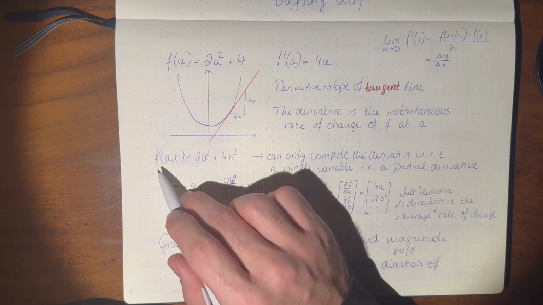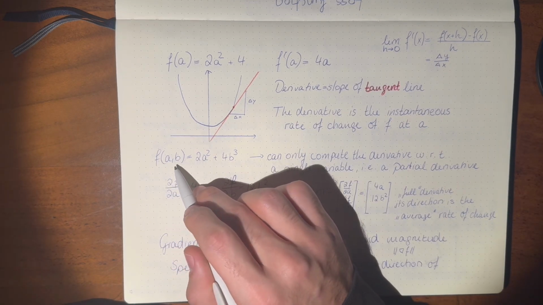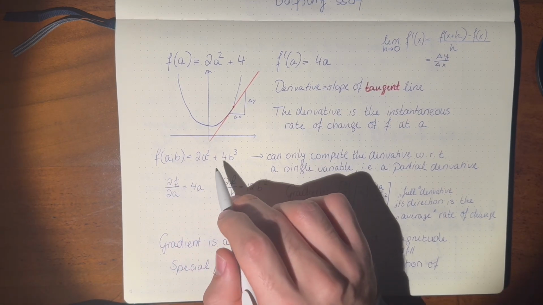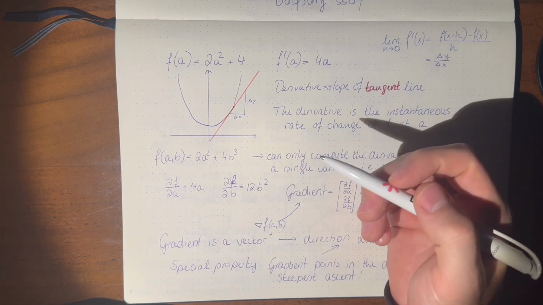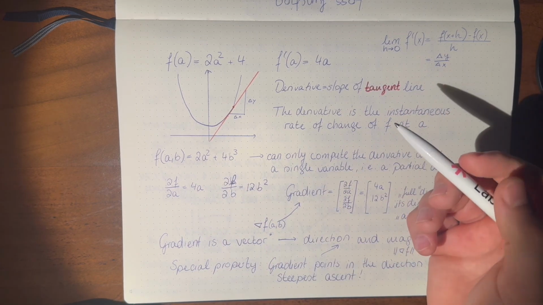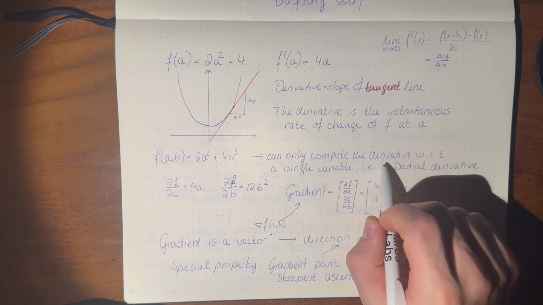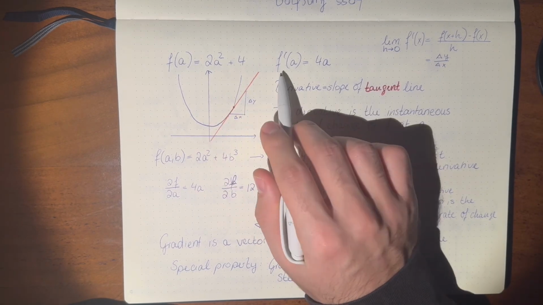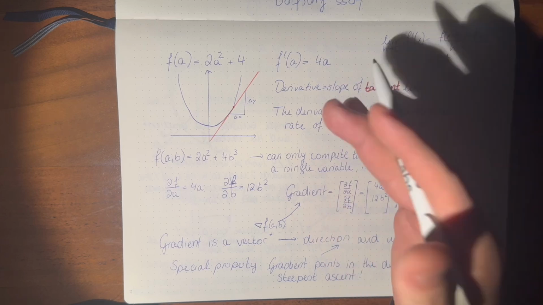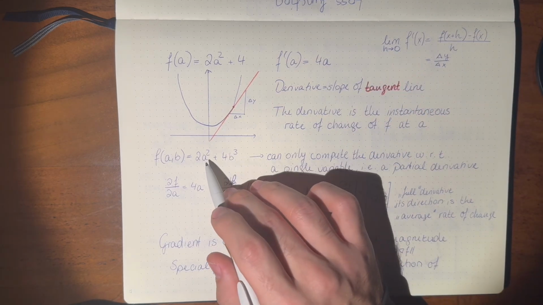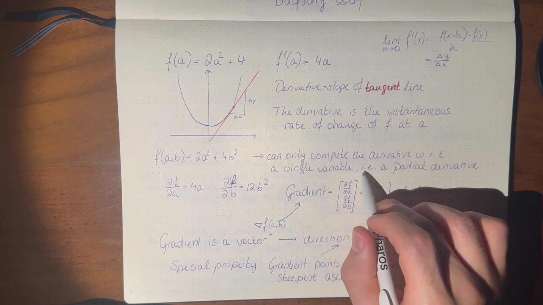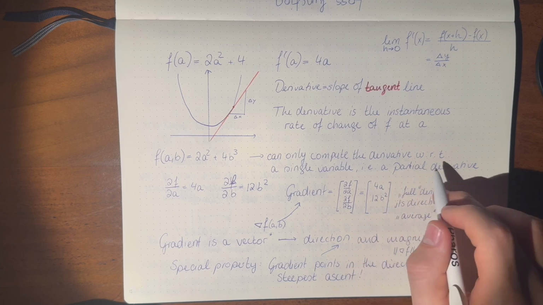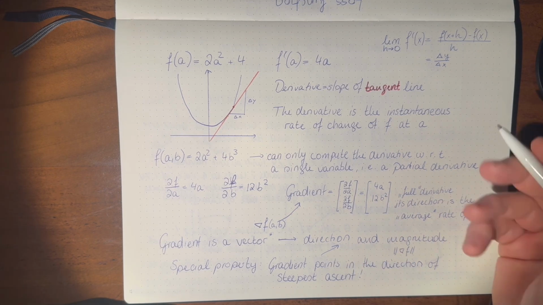But now what if we had a function like this? So f of a, b is equal to 2a squared plus 4b cubed. Now in this case, you couldn't compute the derivative as you did before, because you can only compute the derivative with respect to a single variable. In this example, you only had a single variable, so that was kind of implied. But in this case, it's not implied anymore, and the only thing you can do is to compute a partial derivative with respect to a single variable.